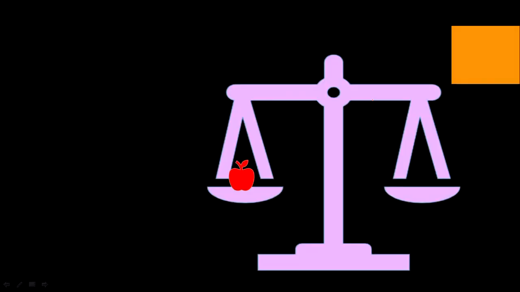On one side of the balance, I place 2 apples. On the other side of the balance, I place a 5 kilogram block. On the side of the 2 apples, I also place another 1 kilogram block. Now let's say at this position the balance is balanced, which means the weight on this side is equal to the weight on this side.